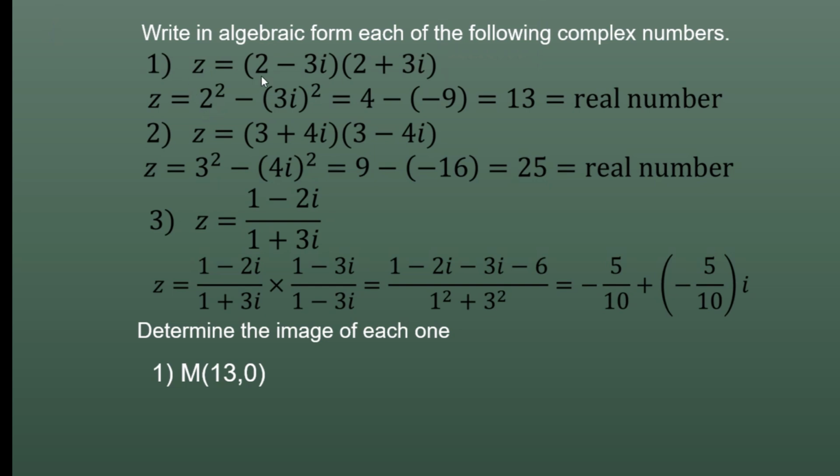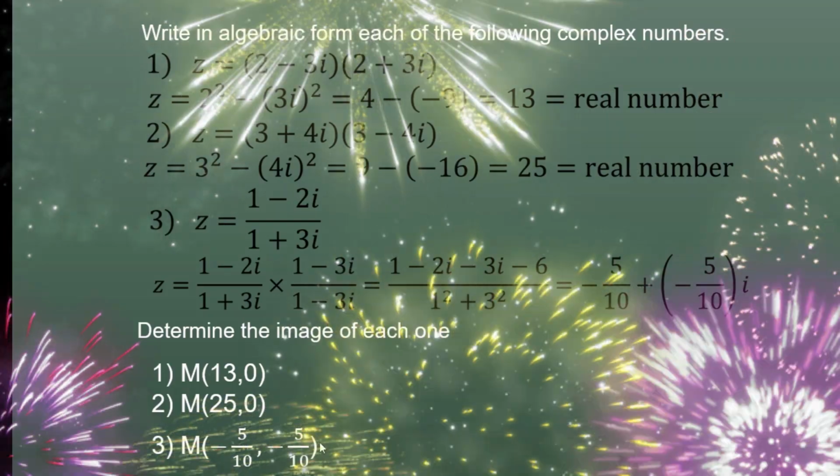In the first example, z equals 13, so 13 plus 0i, then the image is 13, 0. In the second example, z equals 25, then its image is 25, 0. The third part, minus 5 over 10 plus minus 5 over 10 i, so the image is minus 5 over 10, minus 5 over 10, or minus half, minus half.